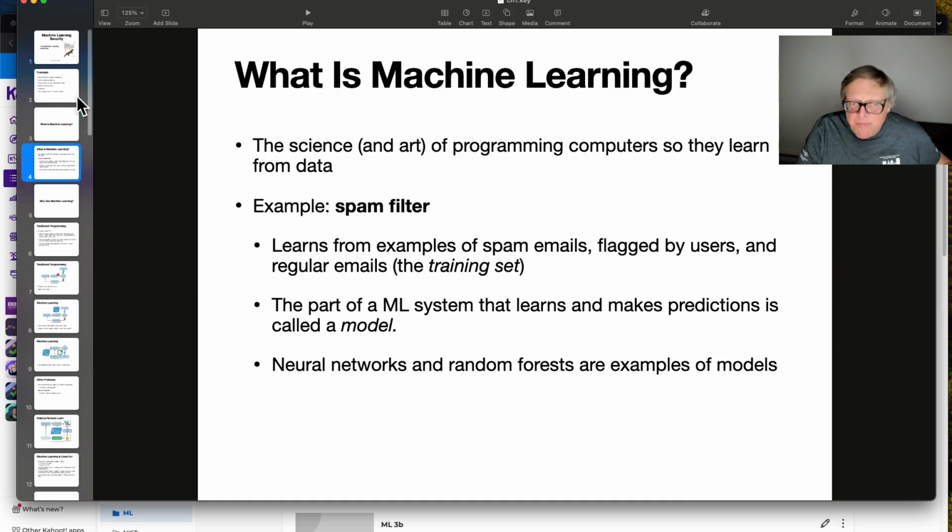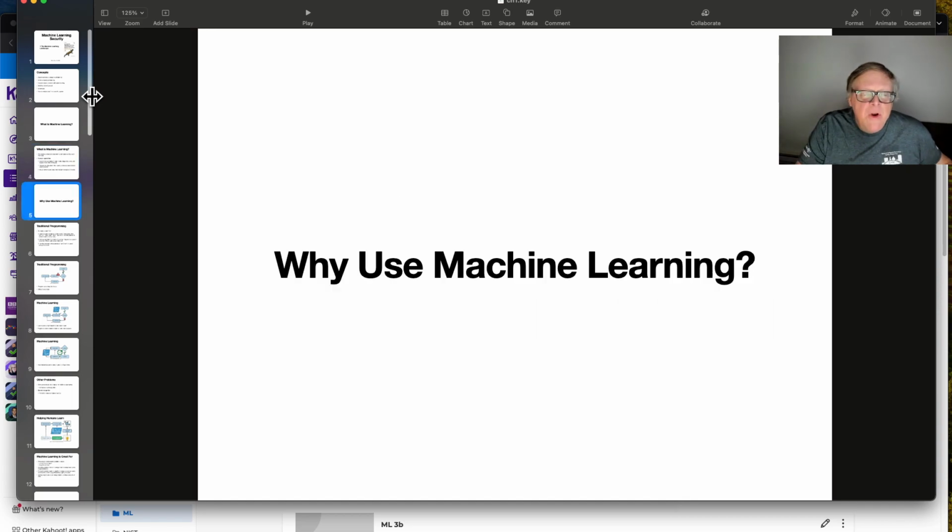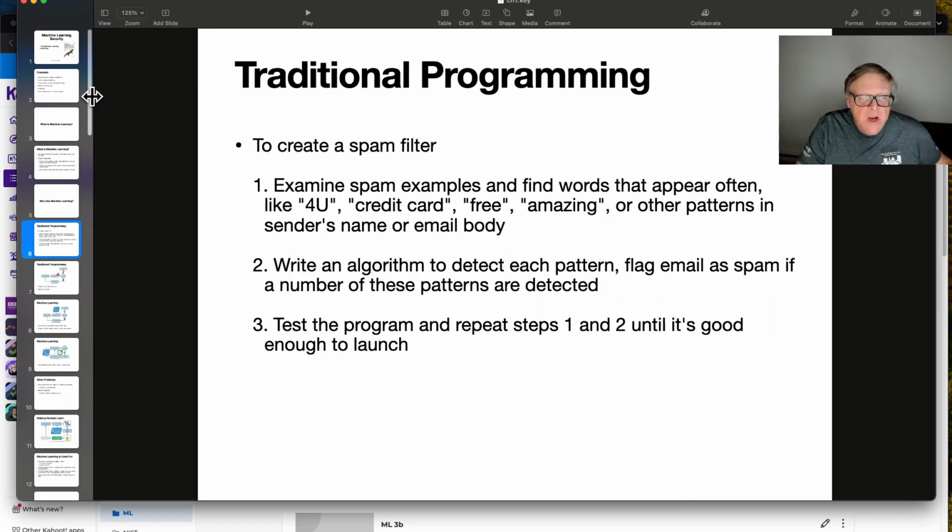So machine learning is now in the old-fashioned programming. If you wanted to make something like a spam filter, you would have to write the code. So you would examine it, you would find words that appear often like credit card or something, then you'd write an algorithm that does something like count how many times a forbidden word appears in there, and then say if it had more than 5 occurrences of a forbidden word, it's spam or something, and you'd improve your code until it meets your standards and then launch it.